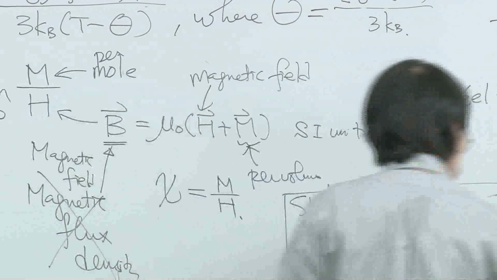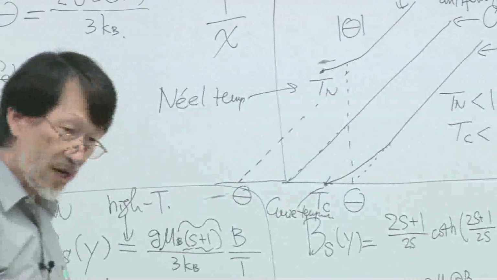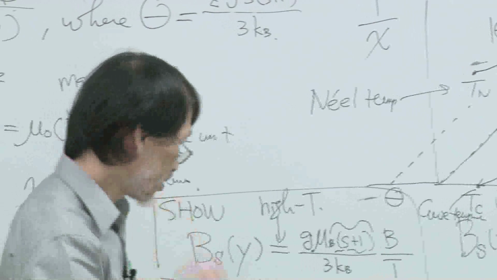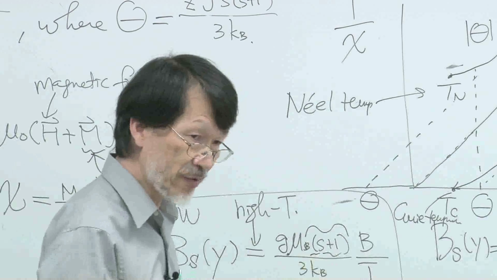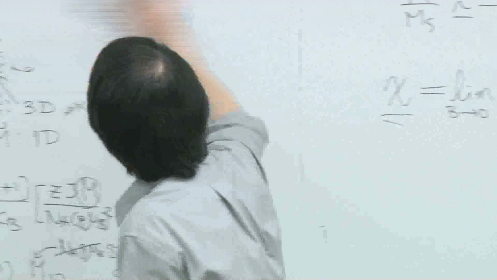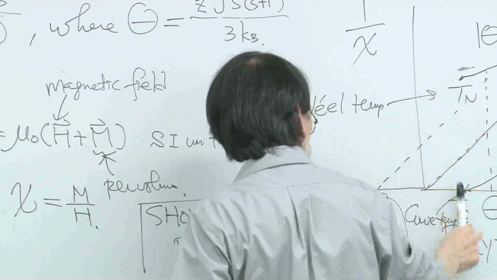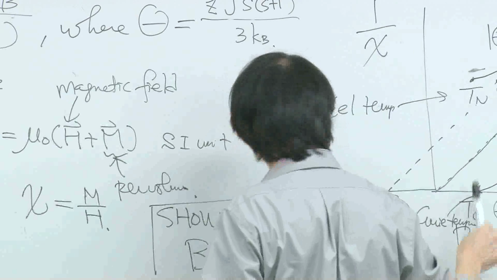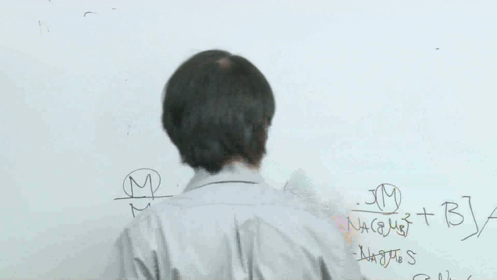Keeping that in mind, you can consider this to be the exact calculation of the susceptibility starting from the Hamiltonian, or the behavior of a real material. We're going to focus on the low temperature. By low temperature, we are talking about temperatures which are lower than these temperatures.